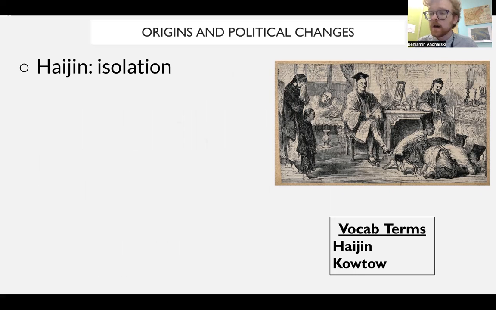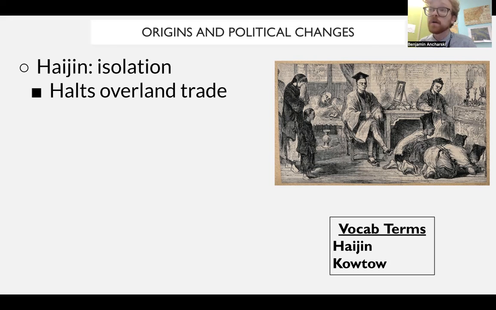The Chinese name for that, or well, roughly, is Haijin. So the practice of Haijin is going to be the cultural and political idea of restricting the foreign presence in China. And we see this actually carried out in a variety of different ways.